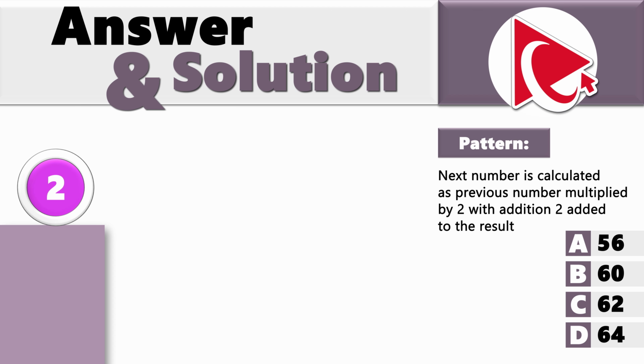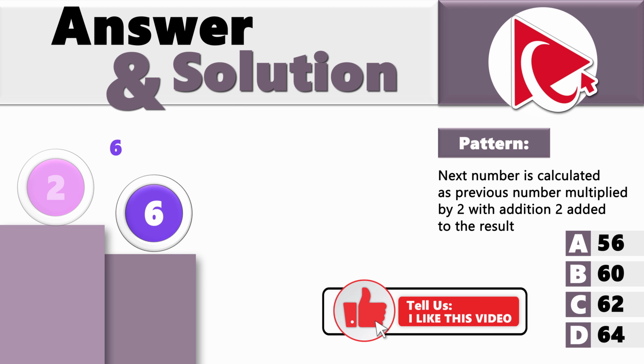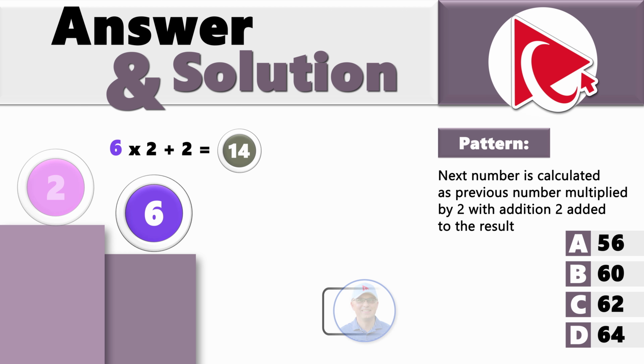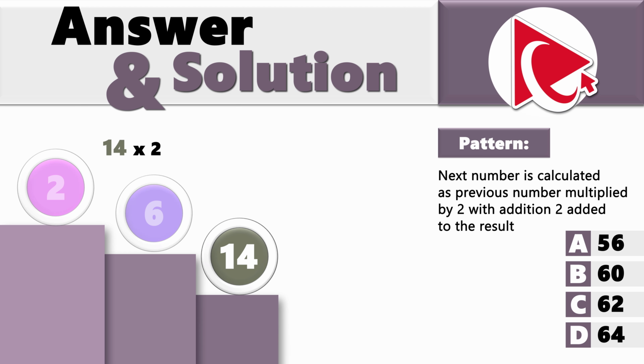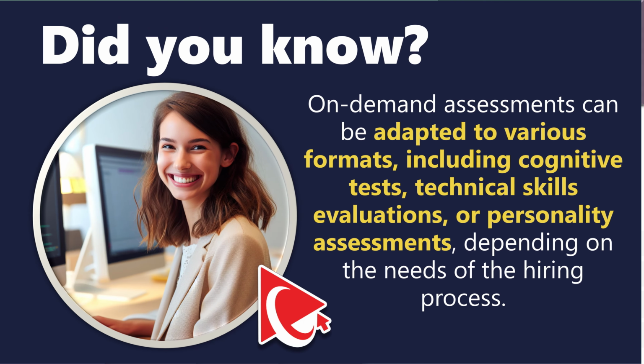As it falls to the next step, you multiply 2 by 2 and add 2, so the end result is 6. As the ball continues falling, you multiply 6 by 2, add 2, and the end result is 14, which is the next number. As we continue, 14 multiplied by 2 plus 2 equals 28 plus 2, which equals 30. To calculate the missing value, you multiply 30 by 2 and add 2, which is 60 plus 2, equals 62. So the correct answer here is choice C, 62.